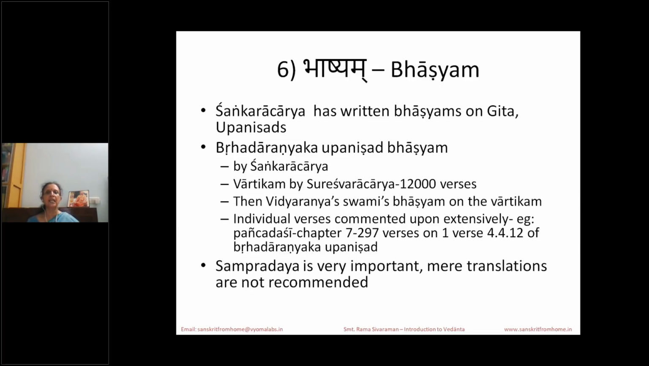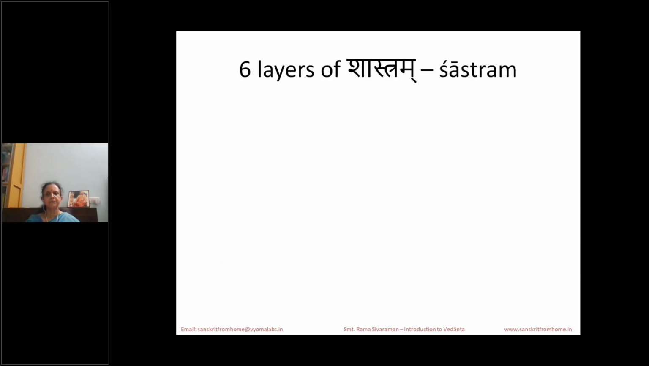If you look at the dictionary and translate, this is the exact teaching that, say, Sureshwaracharya or Shankaracharya wanted to propagate would get lost. Therefore, it is important to follow the Guru Parampara and go through the Sampradaya and learn from a Guru in person, right?